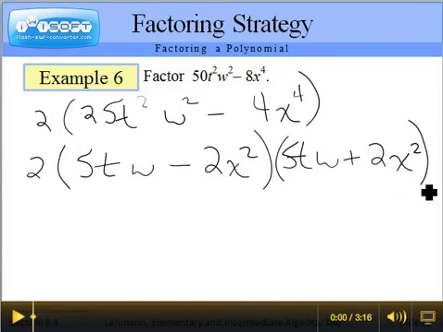I'll examine the two binomials I have now, and neither of these are factorable. So if I want to factor 50t squared w squared minus 8x to the fourth, I end up with 2 times 5tw minus 2x squared times 5tw plus 2x squared.